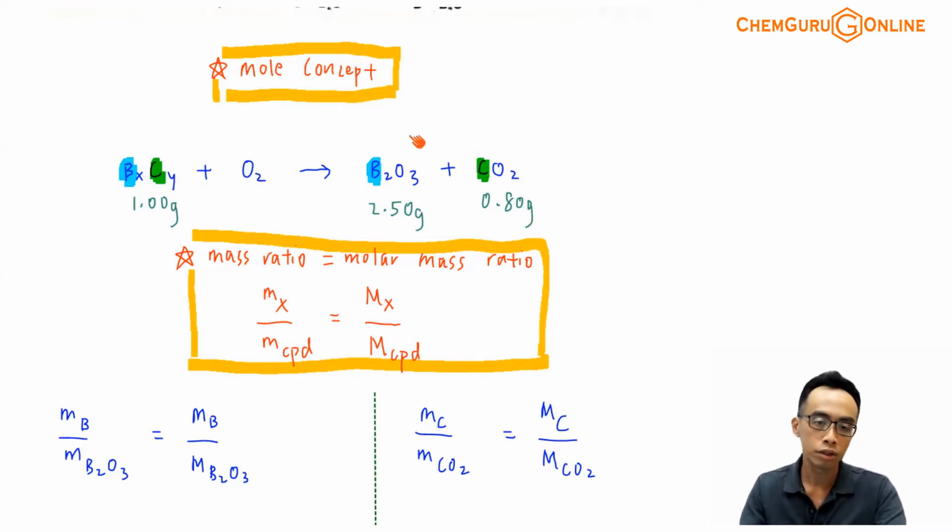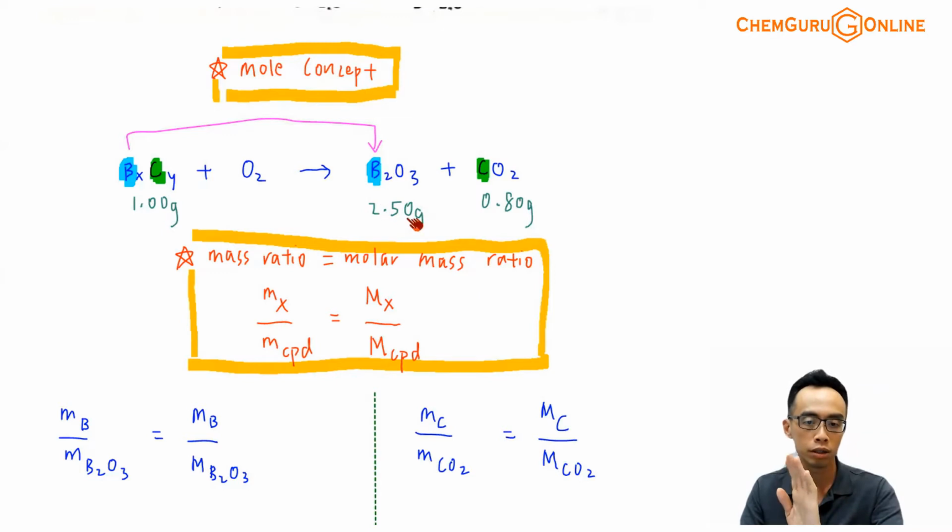And what you notice is all your boron in your boron carbide will be converted to B2O3. So it means that if I can find the number of mole of boron in this 2.50 gram of B2O3, then I know the total number of mole of boron inside this 1.00 gram of your compound. So very nicely, all the boron go to one product. So it is very easy for me to account for the amount of your B in the question because it only goes to one place. Easier to account for that.